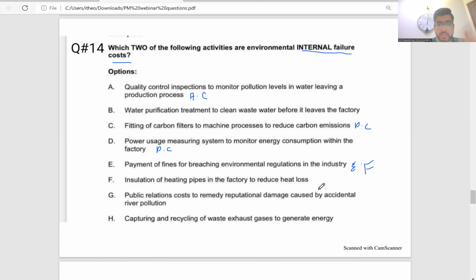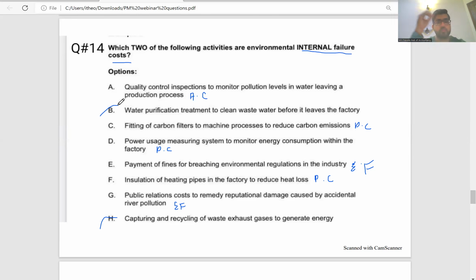Installation of heating pipes to reduce heat loss. You are trying to reduce heat loss, so this is also a prevention cost. Public relations cost to remedy reputational damage caused by accidental pollution. Again, the failure has happened, so it is an external failure cost. Capturing and recycling of waste, recycling of waste, is internal failure. Water purification treatment before it leaves the factory is internal failure.